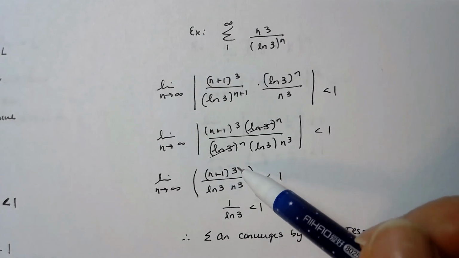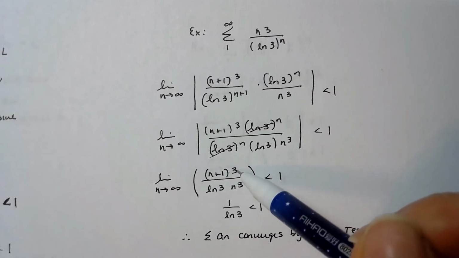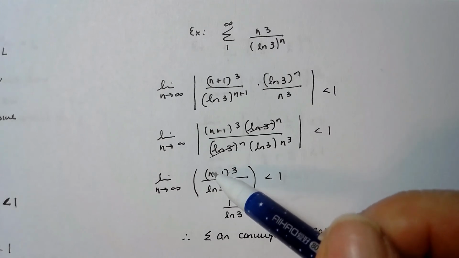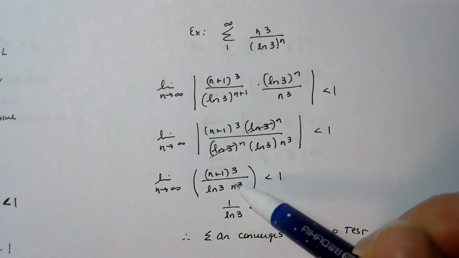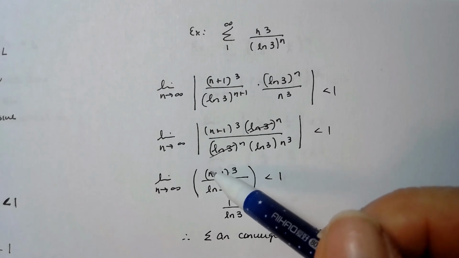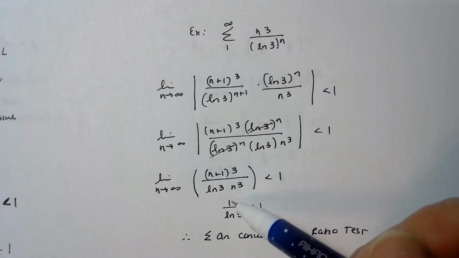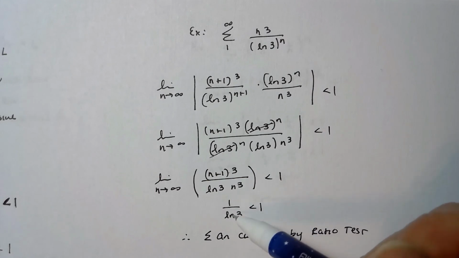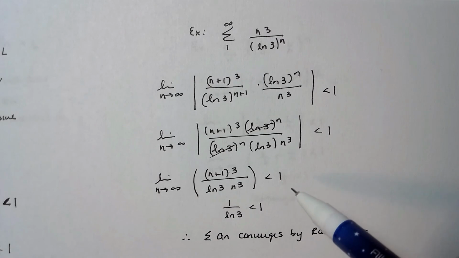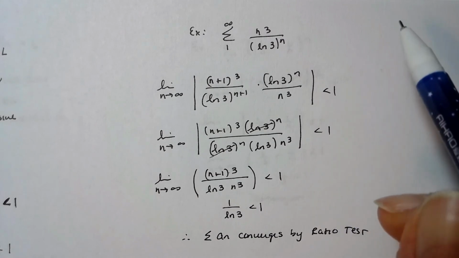But guess what? If I cube this, or if I expand this out, I'm going to have n cubed, right? And down here I have n cubed. So the limit of this thing is just the ratio of leading coefficients. So it would be 1 over ln cubed, ln3, that's less than 1. And so I can say that a sub n converges by the ratio test.